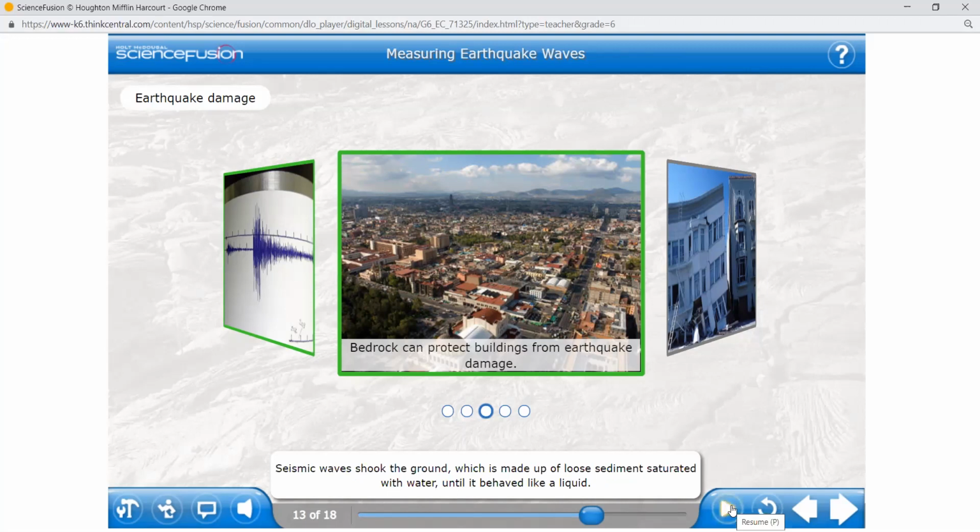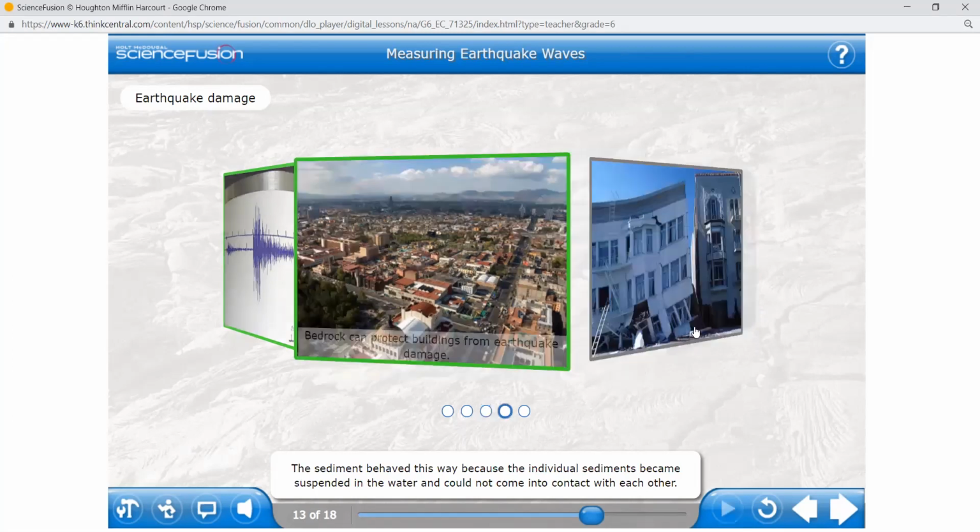Seismic waves shook. That's why they said that Mexico is a city which is located somewhere not on good ground. That's why it was more prone to earthquake damage. Seismic waves shook the ground, which is made up of loose sediment saturated with water. The sedimentary rocks are very soft rocks. So that's why it's more prone to damage. The ground, which is made up of loose sediment saturated with water, behaved like a liquid. The sediment behaved this way because the individual sediments became suspended in the water and could not come into contact.